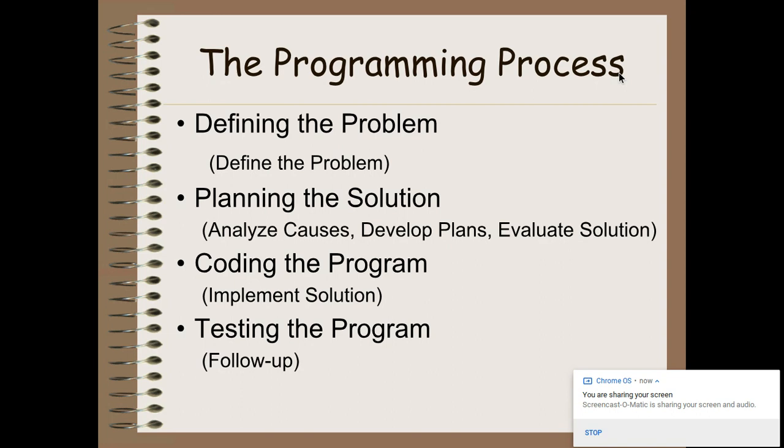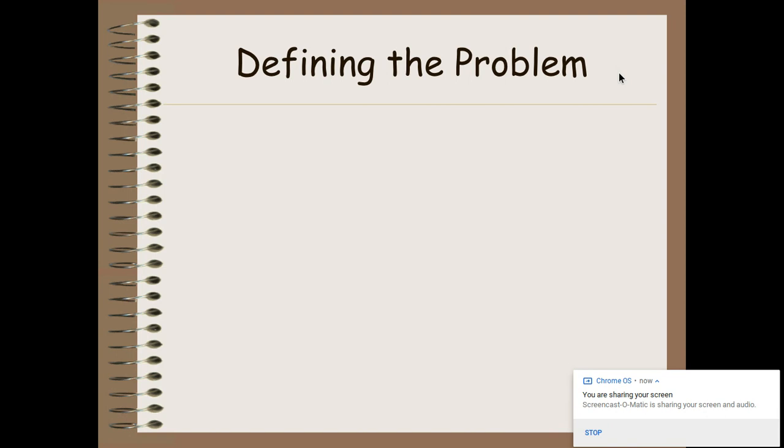There's one more stage in the programming process that didn't exist in the problem-solving process, and that is documentation. This particular stage is incorporated in every stage throughout the entire process. So we're going to do some documenting while defining the problem, while planning the solution, while coding, and while testing. So let's take a look at each of these stages in a little bit more detail. We'll start by defining the problem.